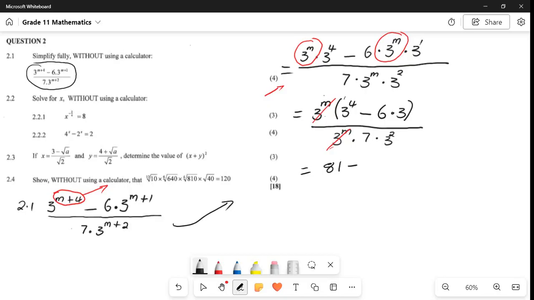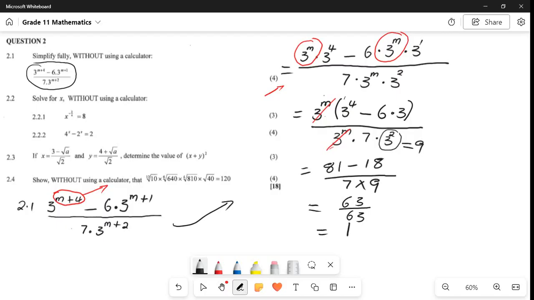81 minus 6 times 3 is 18. And at the bottom, we've got 7 times 3 squared. 3 squared equals 9. So we've got 7 times 9. 81 minus 18 will give us 63, as well as 7 times 9 will give us 63, and our answer is 1.